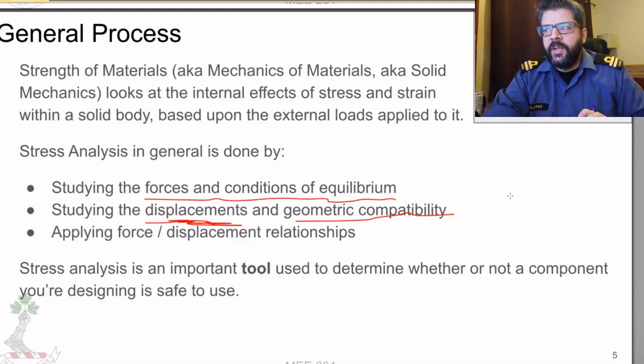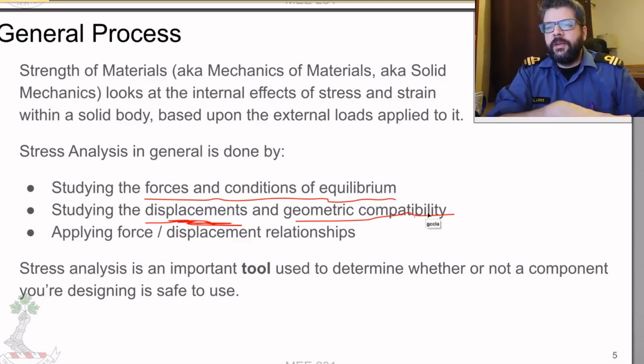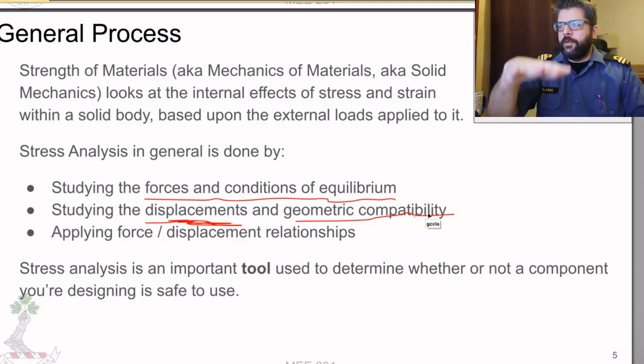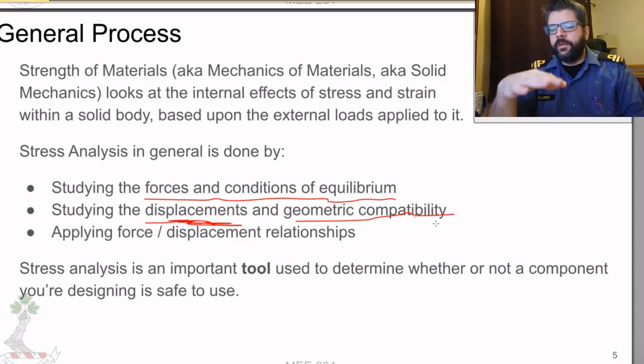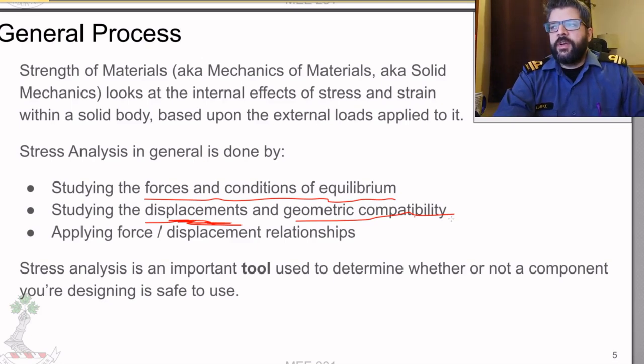For example, if you have a table with 4 legs and you press down and apply a load to the surface of the table, your geometric compatibility condition is going to be that the displacement caused by that is going to be equal in all the legs, basically. So they're going to be pushed down a certain amount due to the load, and it's going to be kind of equally shared amongst all the legs.